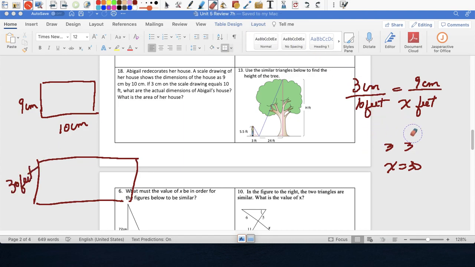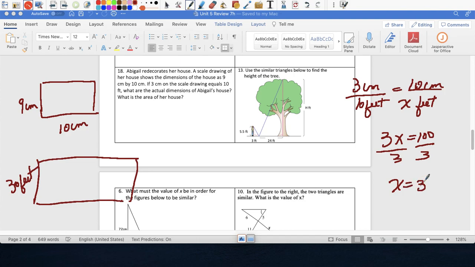Now we have to go back and do the 10 centimeters on your drawing. Cross multiply again. 3x equals 100. Now divide this by 3, and we get 33 and 1/3. X equals 33 and 1/3 feet. These are huge. And then we're going to multiply that, and we want the area of the house. Oh, okay, this is a house, that makes more sense. 33 and 1/3 times 30, and we get the area of the house, 1,000 square feet. Now that's a house that's not that big.